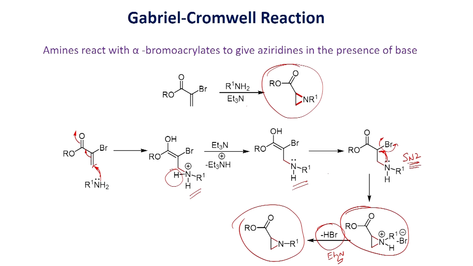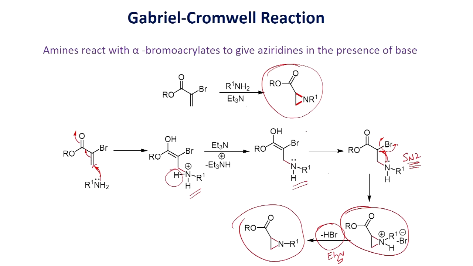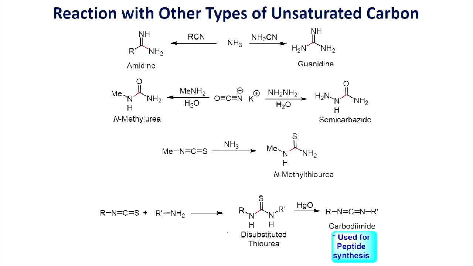If you have alpha-bromo acrylate, this can be readily reacted with amine in the presence of base to give azetidine as a product. In this way, you will be able to generate activated azetidine as the product. So first it undergoes the 1,4 addition, followed by intramolecular cyclization via SN2 pathway to give this azetidine salt. Once you form this salt in the presence of base, it can be converted into azetidine as a product. The reactions of ammonia with nitrile is shown.